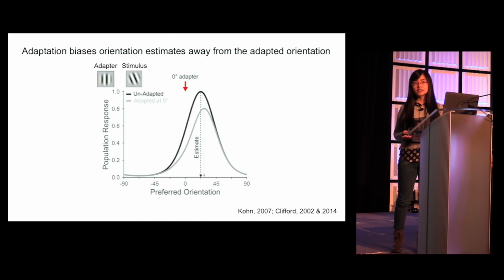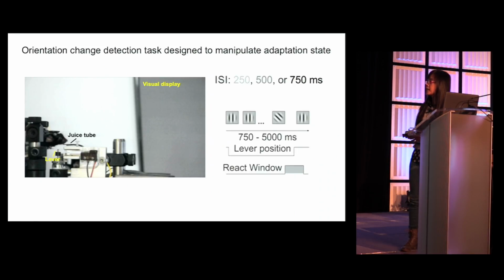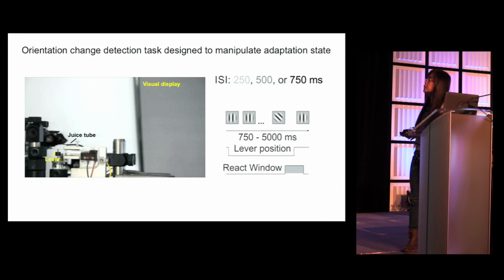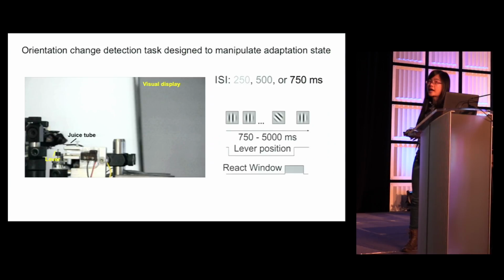So to first determine how adaptation affects perception, we designed this orientation change detection task in which the mouse is head fixed here. He needs to press down the lever to self-initiate a trial. Once the trial begins, it starts with a flash of vertical static baseline gratings followed by a change of orientation. The animal needs to detect that change and release the lever within a certain time window to get a reward.